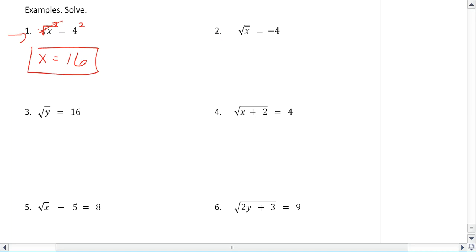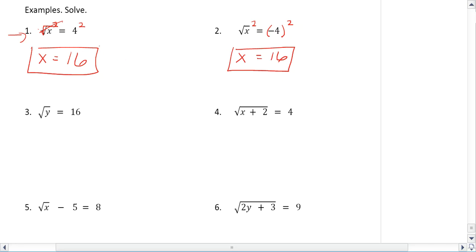Example 2. Again, step 1 is isolate the radical. It is isolated. So here we square both sides. I'm going to put that in parentheses to remind you that we're squaring the negative 4. And we square both sides and we get x is 16. Yay, we're done. Okay, now do you see a problem here? How can this be the answer for both of these? So this is where we want to go back and check. This is to illustrate to you why checking is important.